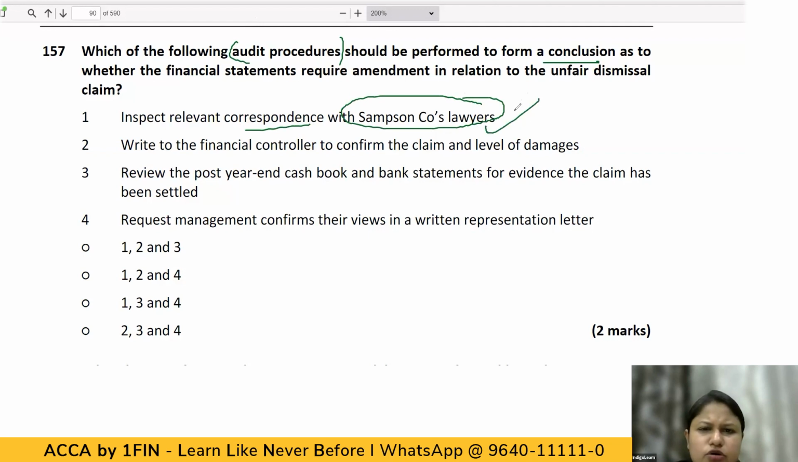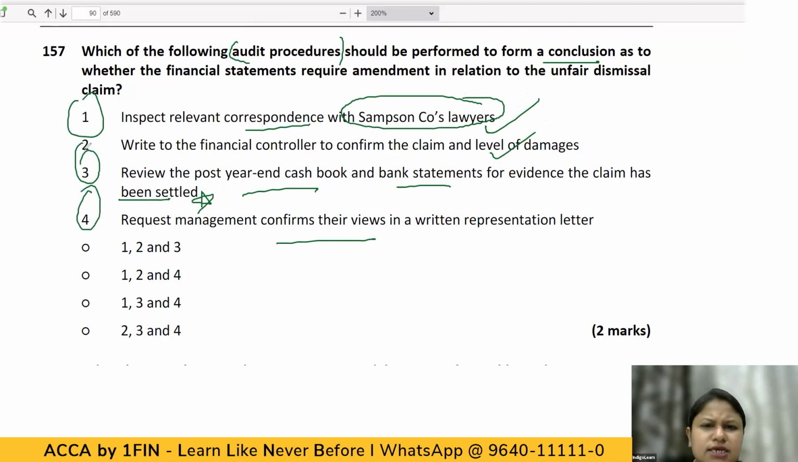Write to the financial controller to confirm the claim and level of damages. Review the post year-end cash book and the bank statement for evidence the claim has been settled. Check whether they have made any payment to settle the claim. That would also require adjustment, obviously. Request management to confirm their views through a written representation. Obviously 1, 3, and 4 you will do, because it is the responsibility of the management. For a subsequent event, you obviously take a written representation.